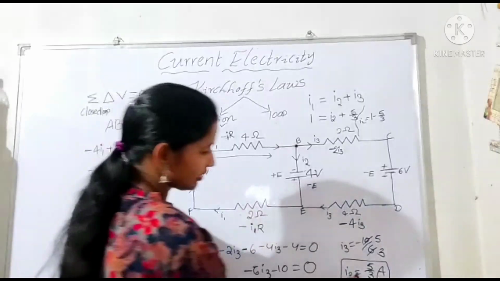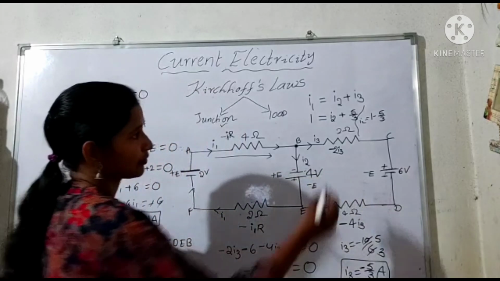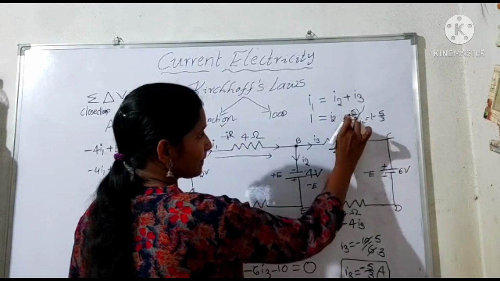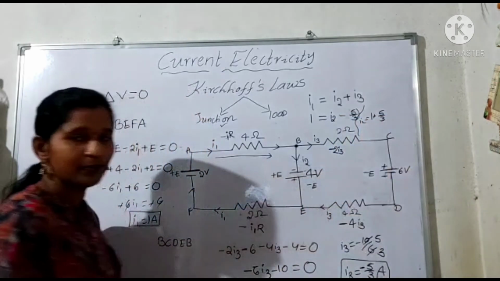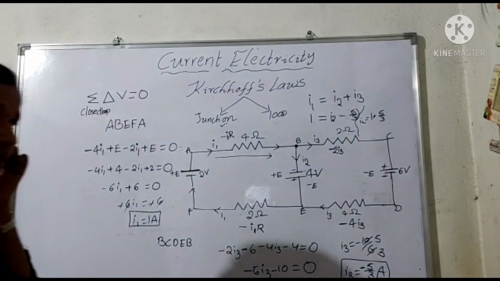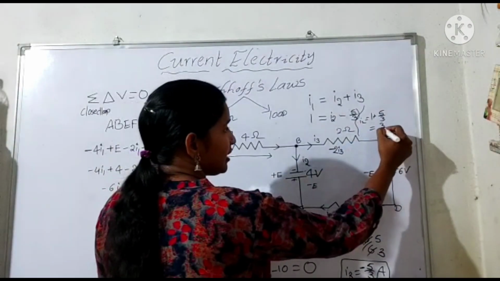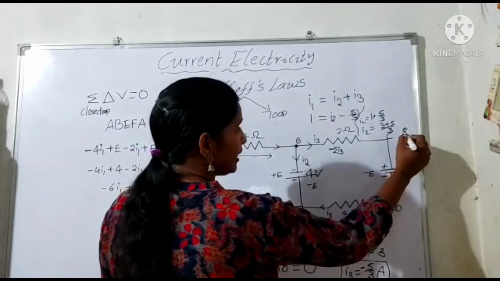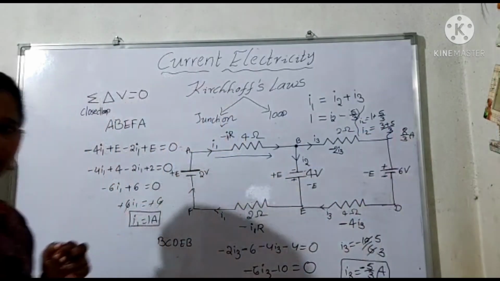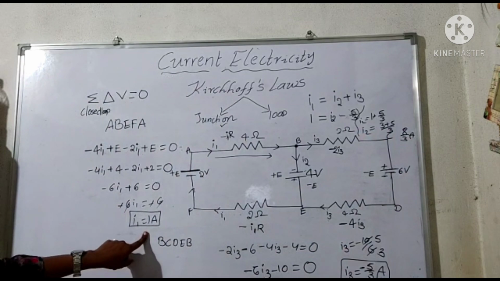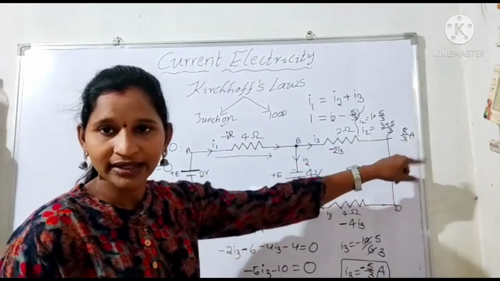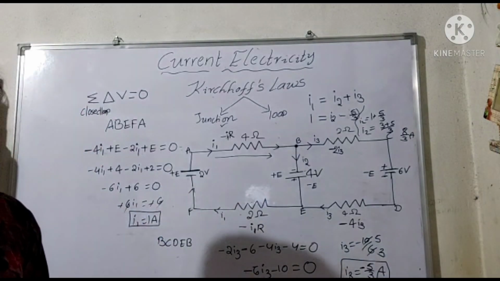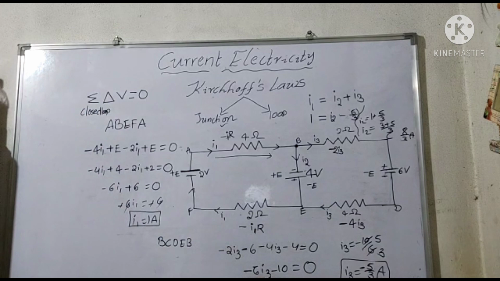Okay, see here we are getting the minus 5 by 3. When it goes to that side, it becomes a plus. So now do the LCM. 3 plus 5 by 3 means 8 by 3 ampere. That is I2. I1 is 1 ampere, I2 is 8 by 3 ampere, and I3 is minus 5 by 3 ampere. This is about Kirchhoff's laws.